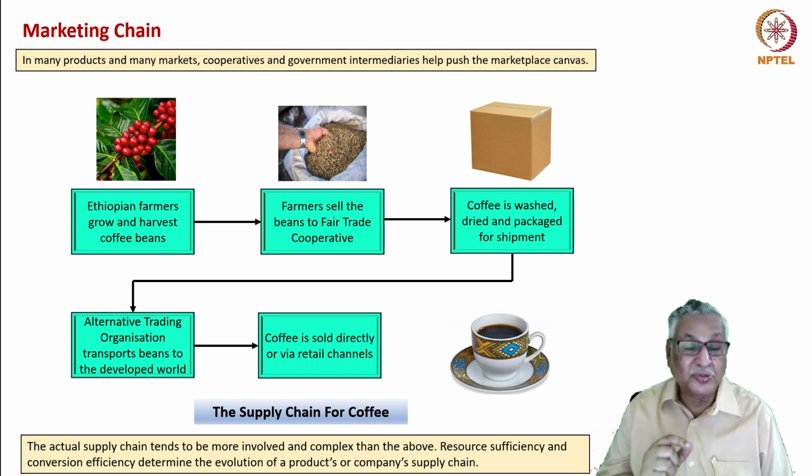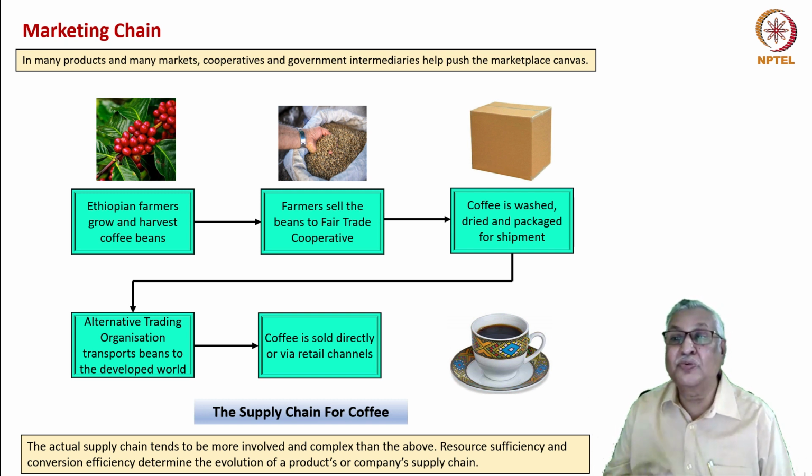Supply chains tend to be marketing chains depending upon how you view the chain. For someone who is producing coffee beans, it is a supply chain. But for a coffee manufacturing company, it is a marketing chain. In many products and many markets, cooperatives and government intermediaries help push the marketplace canvas.